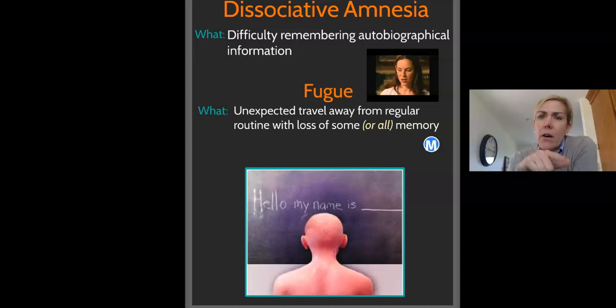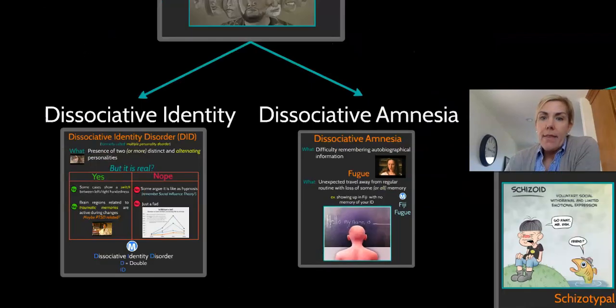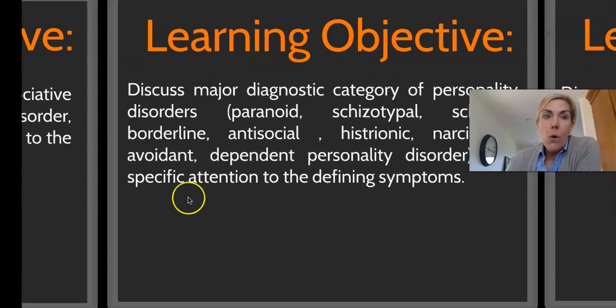I did link a video in here of that, so that might help you understand what that looks like. My example here with fugue is you show up in Fiji, which is somewhere I would love to go, with no memory of your identity, basically. So Fiji, fugue. Okay, I think that is it with all of the notes.